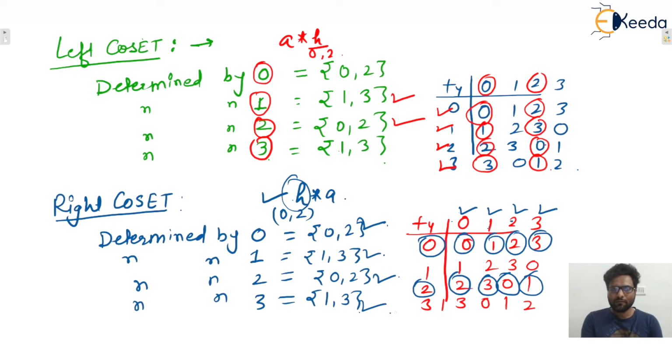So that is the simple way to find the left coset as well as the right coset. Isn't it? Remember, here one group will be there and one subgroup will be there. So when the group and subgroup are both given, we can find the left coset as well as the right coset. I hope this one is clear to everyone.